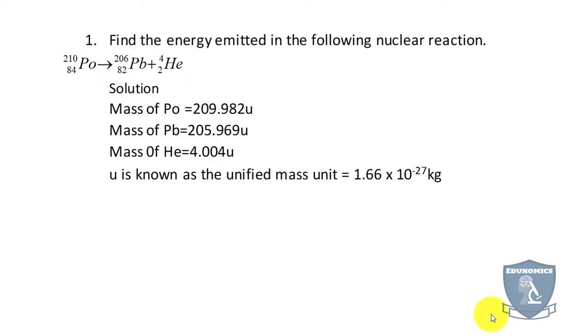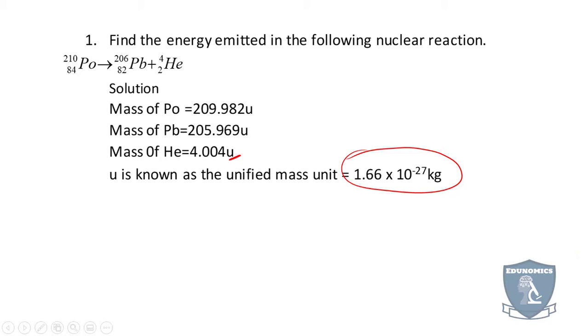So we're going to attempt a question. Now, these questions are not as hard as they look. When it comes to nuclear reactions, we can get questions that are similar to this. I'm sure you're familiar with this U, which is known as the unified mass unit, which is 1.6 times 10 to the minus 27 kilograms. That's what this U means. So basically, this 4.004 is being multiplied by this value.